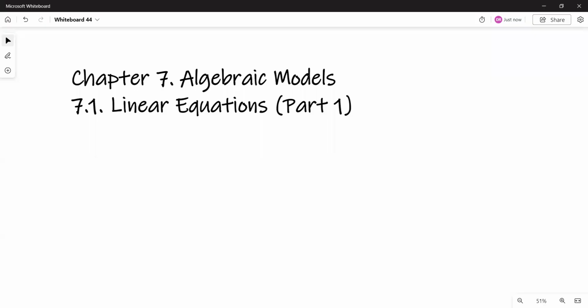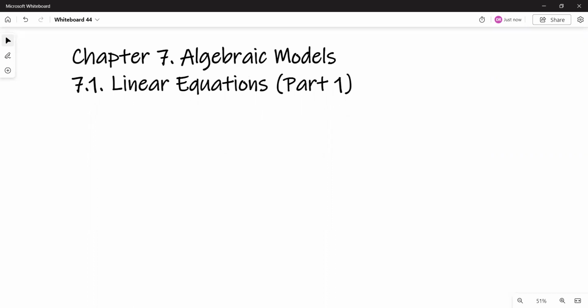Hello. In this video, I'm starting chapter 7. So I will cover the first part of section 7.1. I'm going to do the first part of linear equations in this video, and I'll do a second video to finish the section. So this video is about algebraic models, and I'm going to copy the first definition.